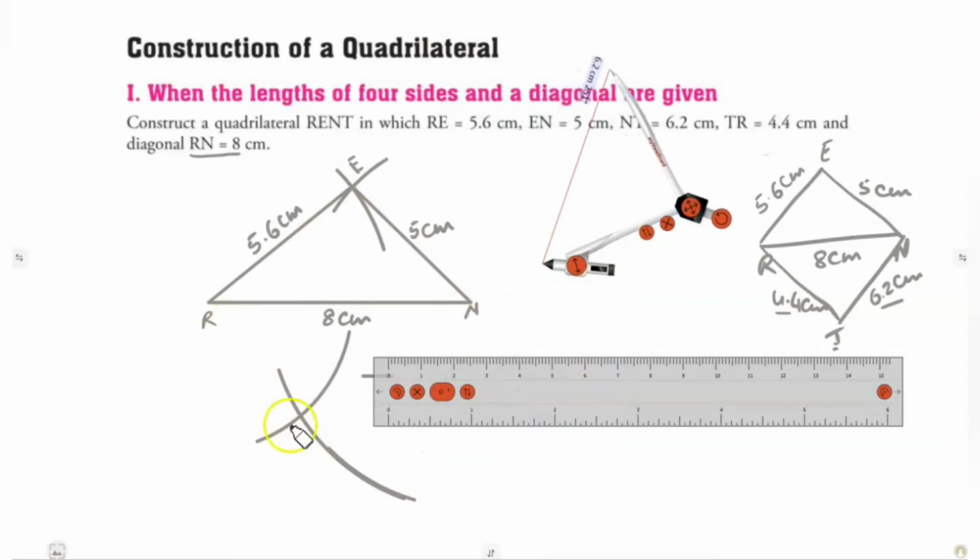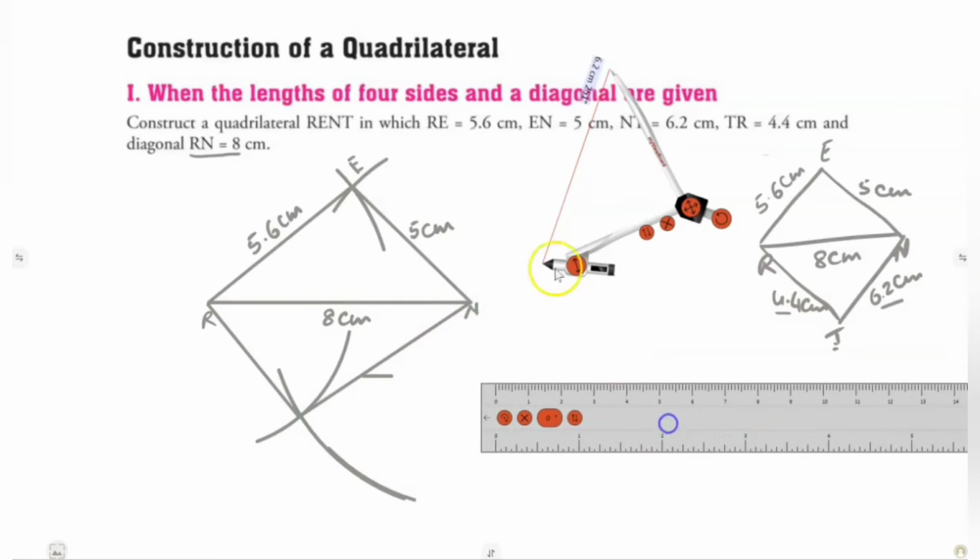Now join R and N again to this point of intersection of the arcs. Point R to the intersection point, and point N to the point of intersection. Join these two also and mark this point of intersection as T. This point of intersection is T. Now mark this NT as 6.2 centimeter and RT as 4.4 centimeter, thus RENT. This is the required quadrilateral.